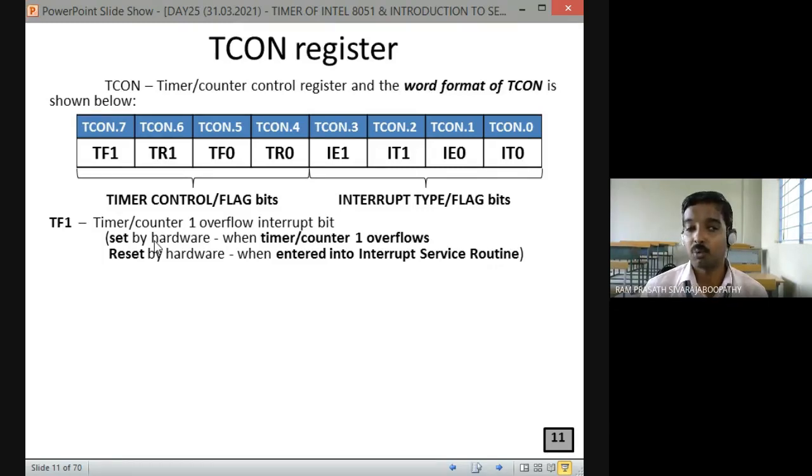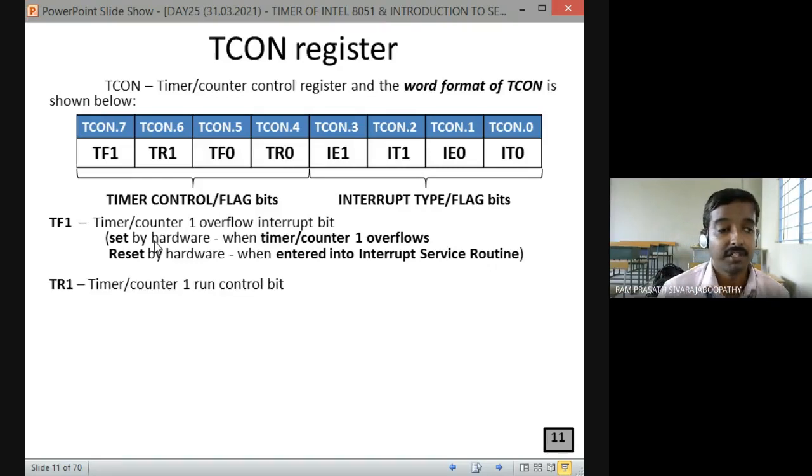Whenever Timer 1 overflows, the bit is set. Fine. When is it going to get reset? When the timer interrupt occurs, it has to be serviced. So when it enters the ISR routine of timer overflow interrupt 1, this bit automatically gets reset. Fine. When the interrupt occurs it is set, and during the interrupt service time it is reset. Fine.